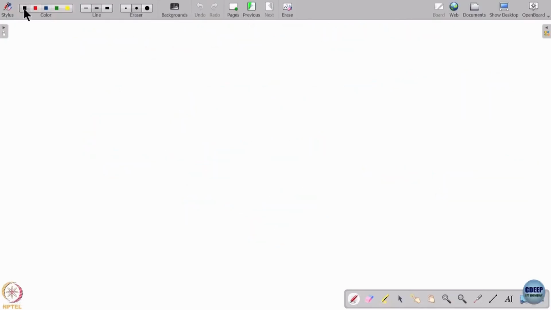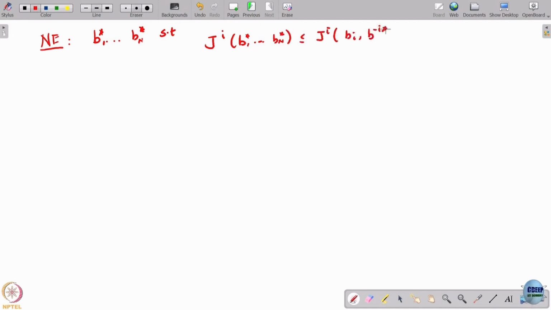So, I will define this. A Nash equilibrium is simply (b1*, ..., bn*) such that Ji(b1*, ..., bn*) is less than or equal to Ji(bi, b-i*) for all bi and for all players i.